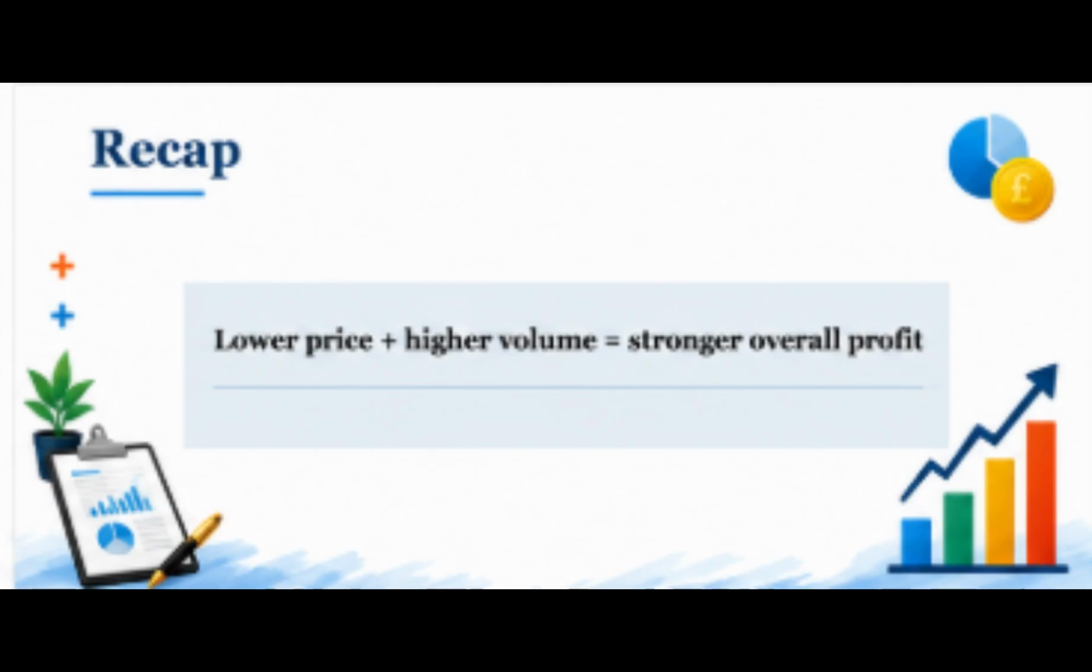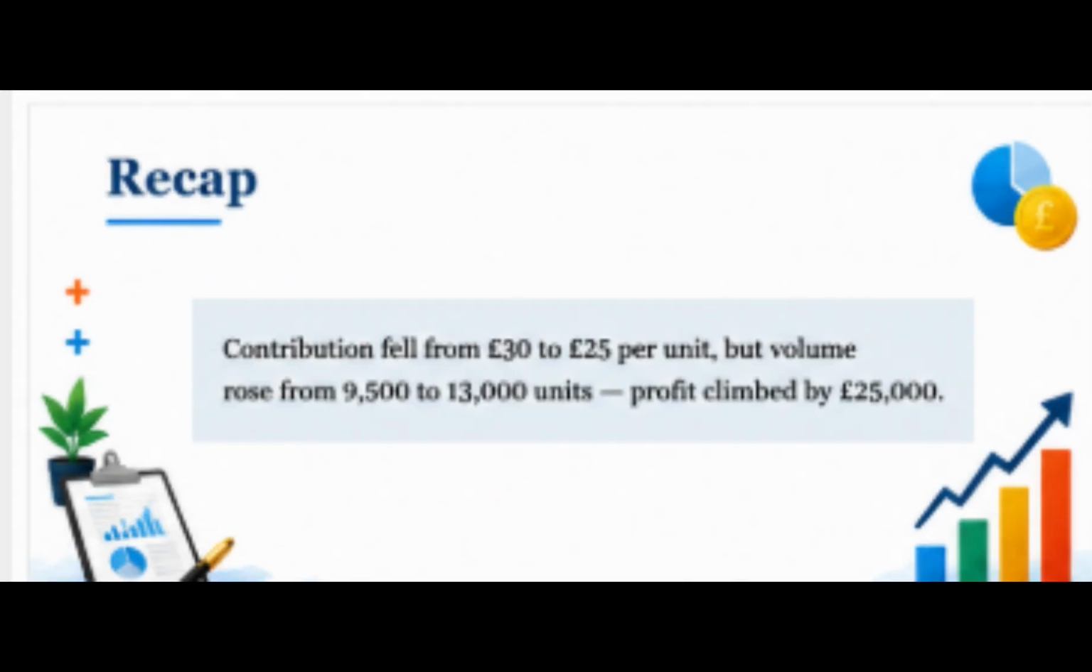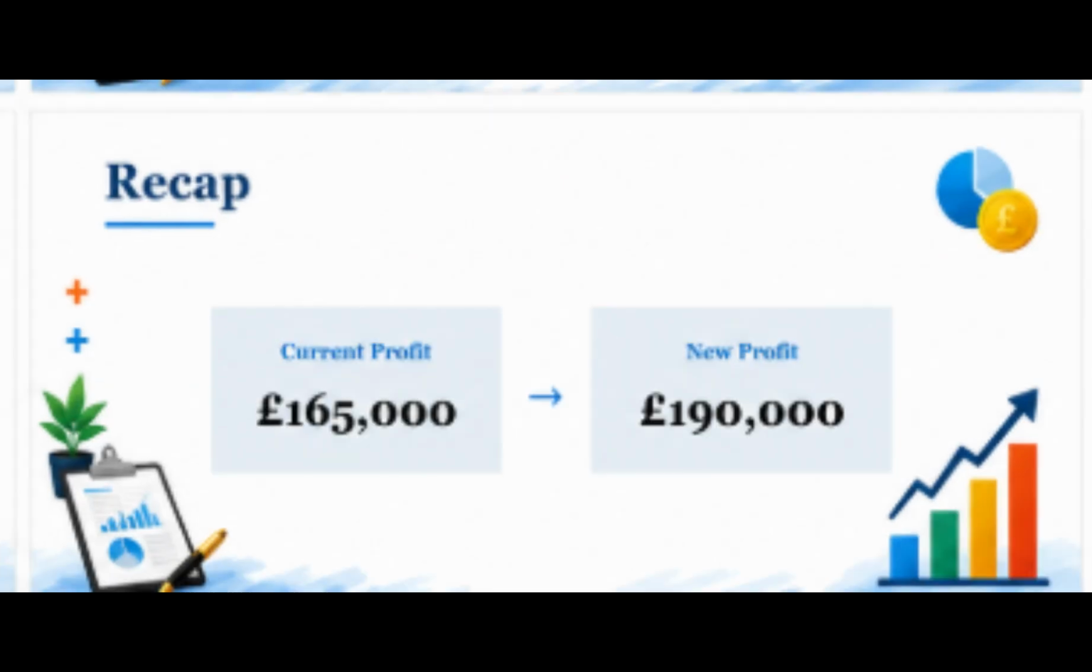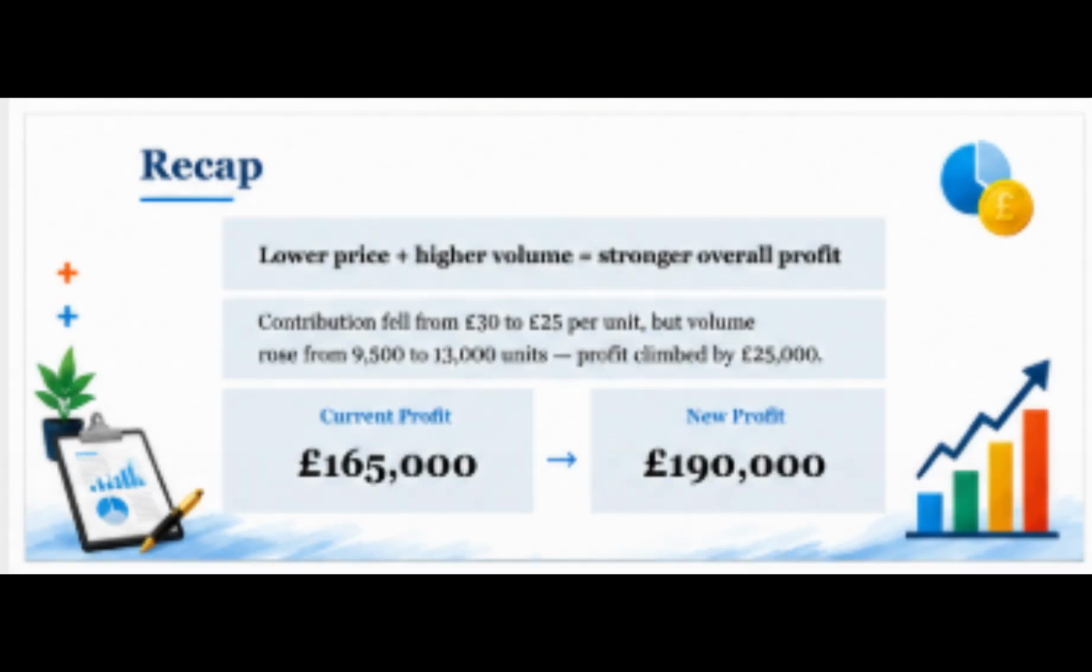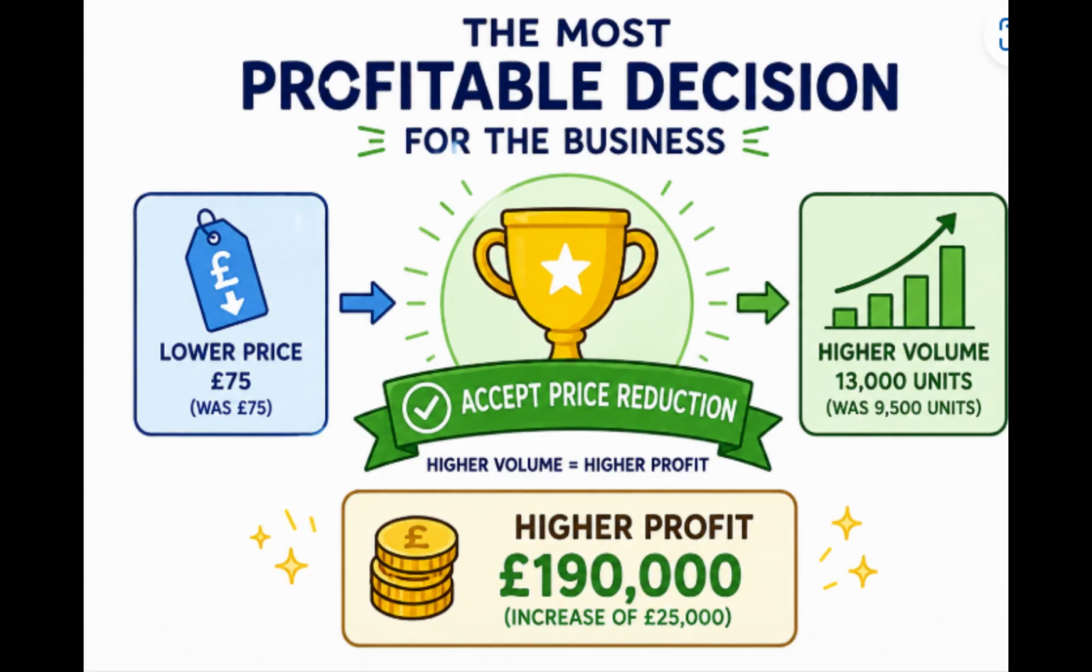Today we've seen that a lower selling price does not always mean lower profits. Although the contribution per unit decreased from £30 to £25, the reduction in price encouraged higher sales volume, increasing from 9,500 units to 13,000 units. As a result, total profit improved significantly. Omega Limited's profit increased from £165,000 to £190,000. Therefore, based on our analysis, accepting the price reduction would be the most profitable decision for the business.